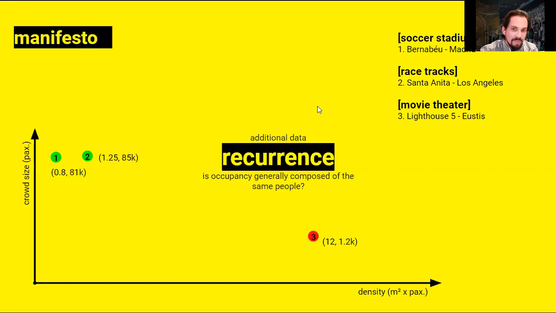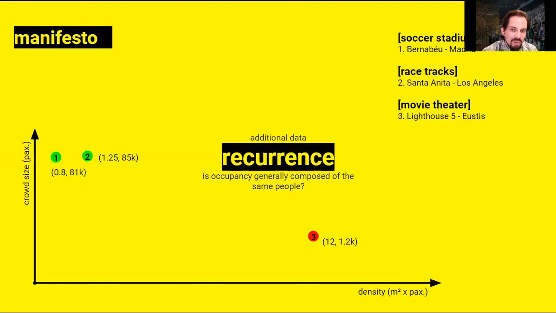Another data layer could be recurrence. Is it generally the same crowd of people that return to the building? This clearly sets apart a hotel that is open to any guest from an office building that expects the same pool of workers almost daily. In our map, we show that the movie theater is more open to all, as compared to the stadium and the racetrack, which tend to have a captive audience.